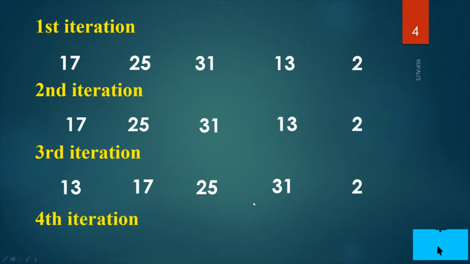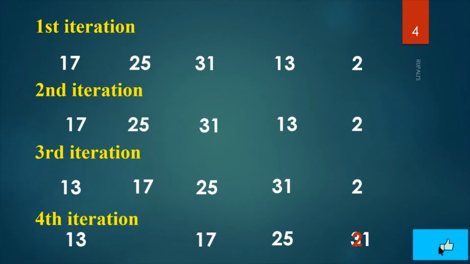And in case of fourth iteration, you have to make temp as 2. So compare first 2 with 31. Which one is greater? 31 is greater. If 31 is greater, then shift. Now temp is 2. So compare temp with 25, 2 with 25. 25 is greater. So shift. Now compare temp with 17, that is 17 with 2. So 17 is greater. Shift.